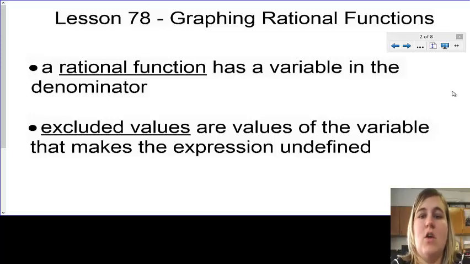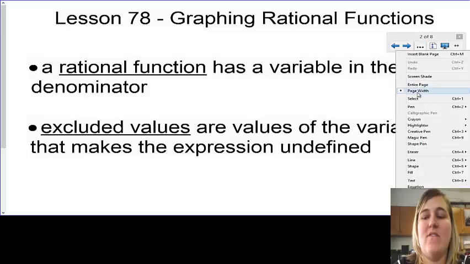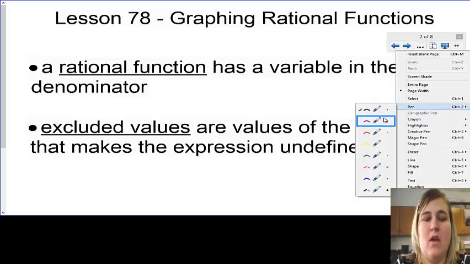Lesson 78, Graphing Rational Functions. A rational function has a variable in the denominator. Okay, so that is the definition of a rational function. It has to have a variable in the denominator.